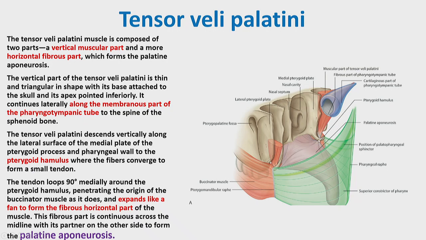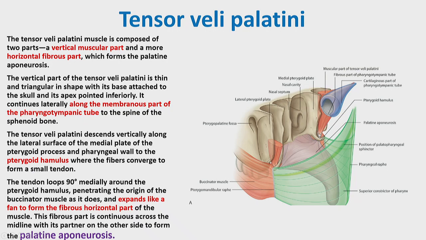And as you see, the horizontal continuation of the tensor veli palatini makes a dense connective tissue, which makes a base for the soft palate for attachment of all other muscles. This is called the palatine aponeurosis. So the recapitulation is that the tensor veli palatini has a vertical muscular part, which goes from the spine of the sphenoid bone downward and passes lateral to the membranous part of the eustachian tube. That's why it explains how it affects the opening of the eustachian tube.